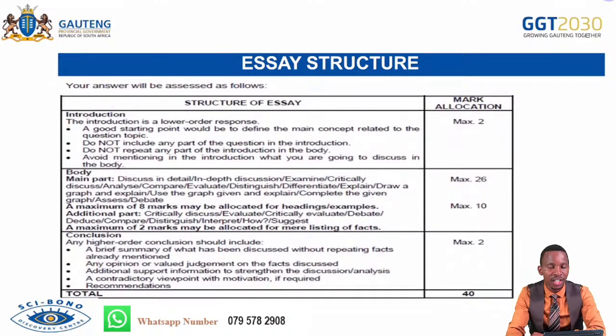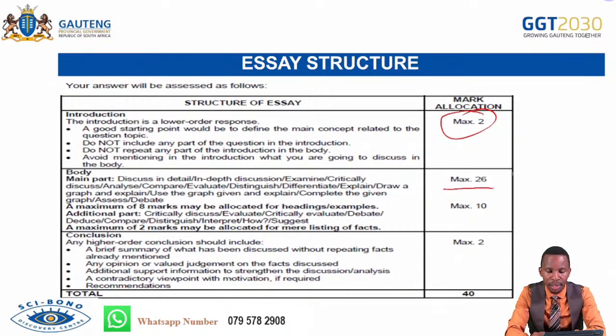So this is the essay structure. Remember, when you write the essay, there is an introduction, under the body we have a main part as well as an additional part, and then we have a conclusion. Our introduction is 2 marks. That's where you define the concept. You don't provide any example in here, and you don't take a part of the question statement and bring it into your introduction.